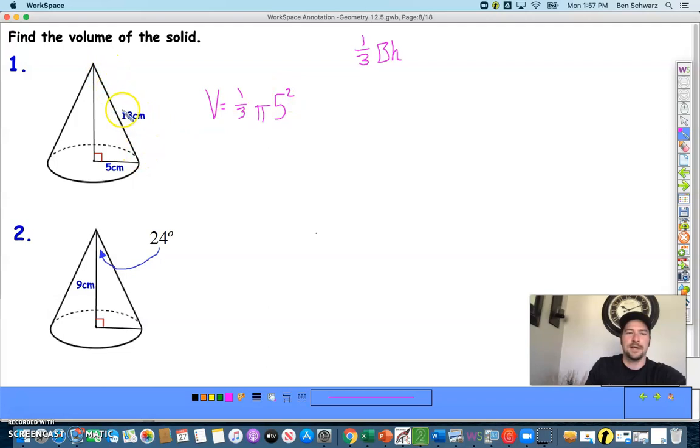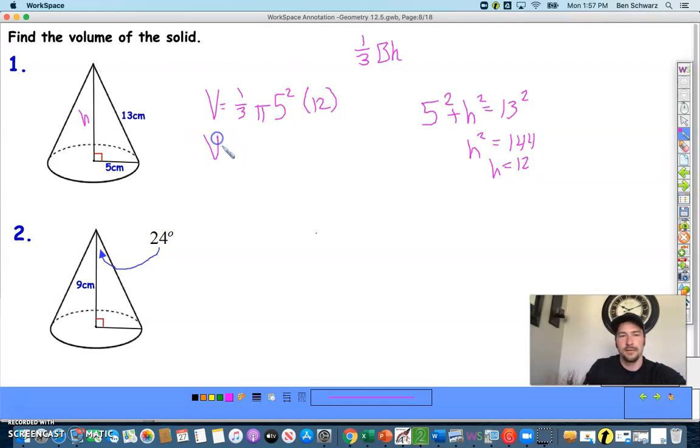However, this is not our height. This is the slant height. Remember, the height is here. So we're going to have to do Pythagorean theorem to figure out our height. I'll do that off to the side. It'll be 5 squared plus 8 squared equals 13 squared. So h squared ends up being 144. So h is 12. So 12 is what we'd plug in there.